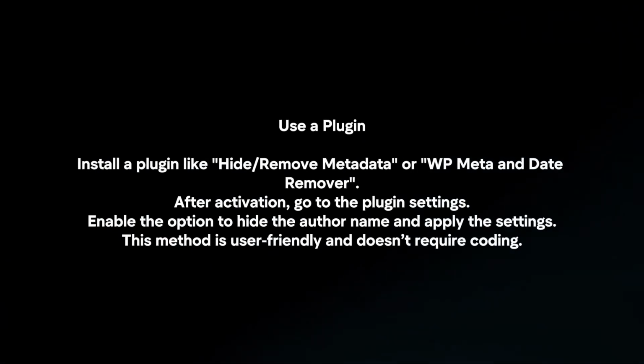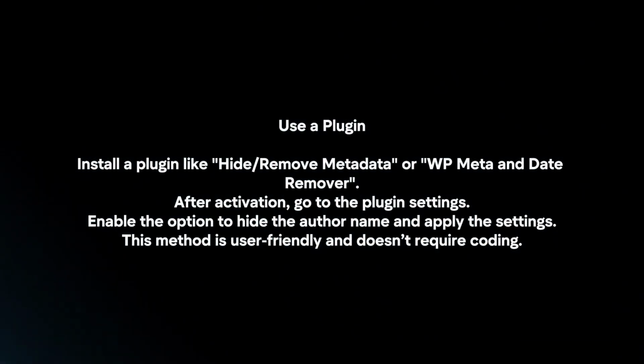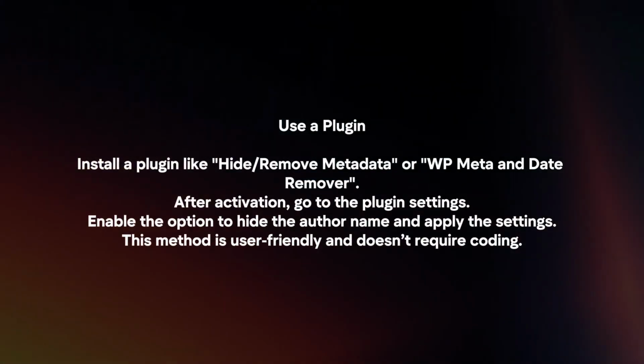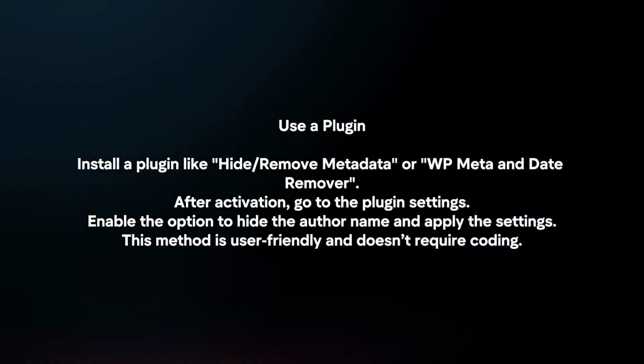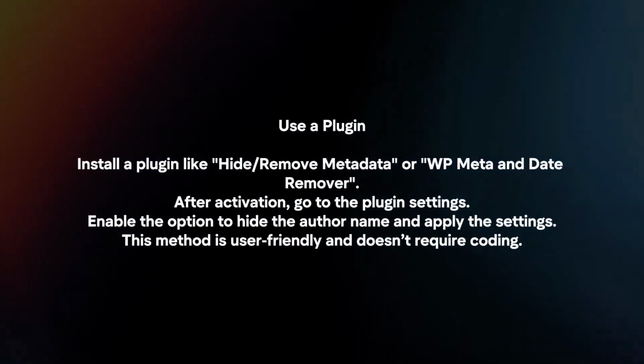Use a plugin. Install a plugin like Hide or Remove Metadata or WP Meta and Date Remover. After activation, go to the plugin settings. Enable the option to hide the author name and apply the settings. This method is user-friendly and doesn't require coding.